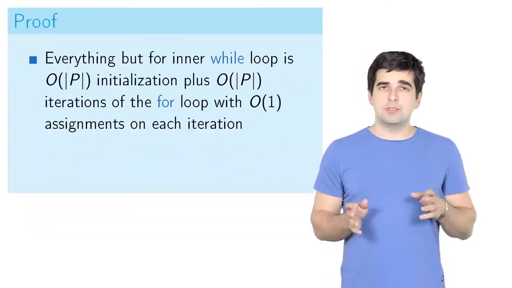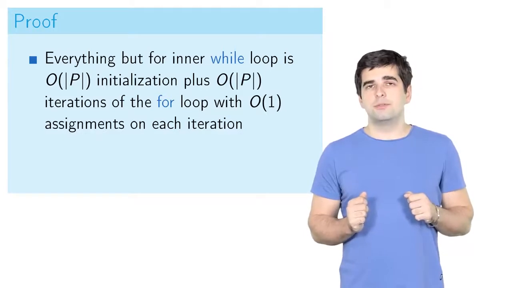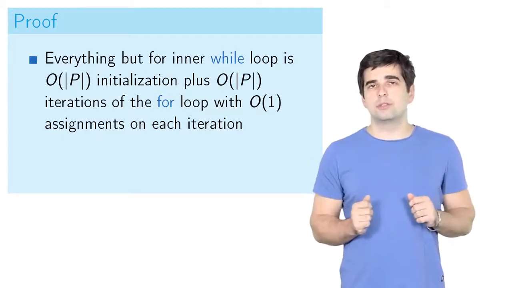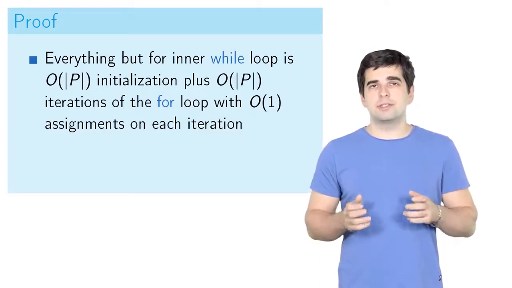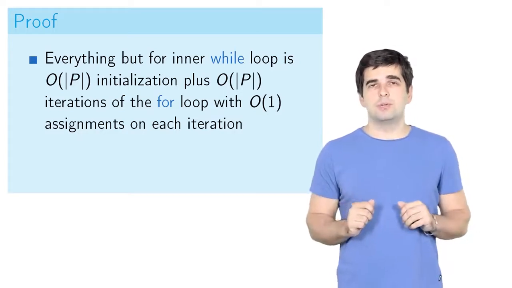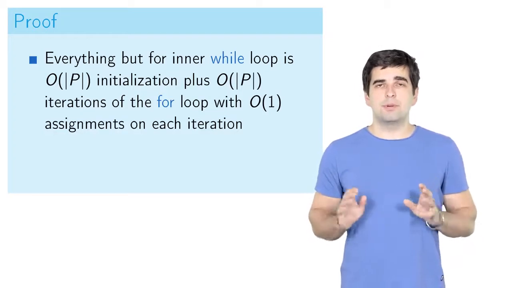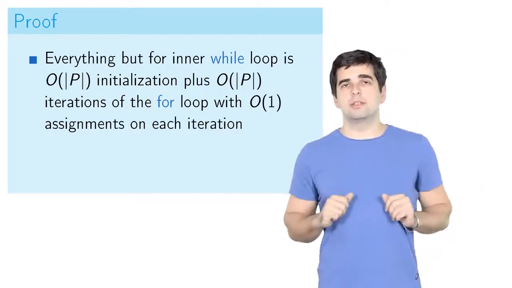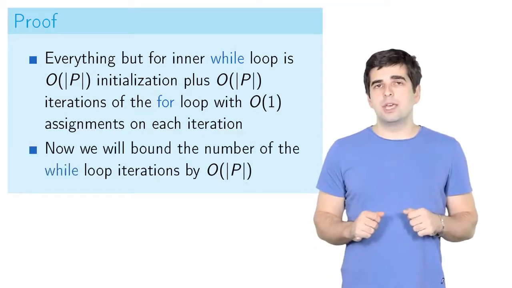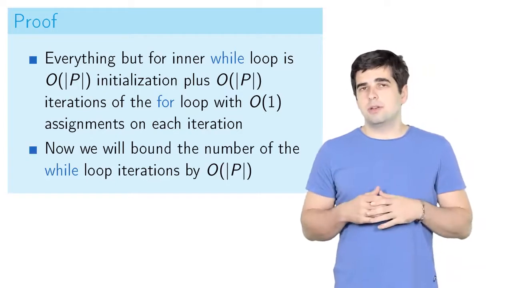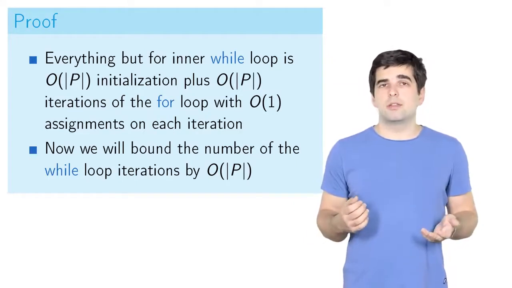Why is that? Well, let's first forget for a moment about the inner while loop. Then what we are left with is initialization, which obviously works in linear time, and a for loop with linear number of iterations, and everything inside for loop but for the while loop, for which we don't account now, runs in constant time. So everything but for the inner while loop works in linear time. Now, on each iteration of the for loop, the while loop could take, in theory, as many as linear number of iterations, and if we sum all that up, that would be quadratic in the length of the pattern.